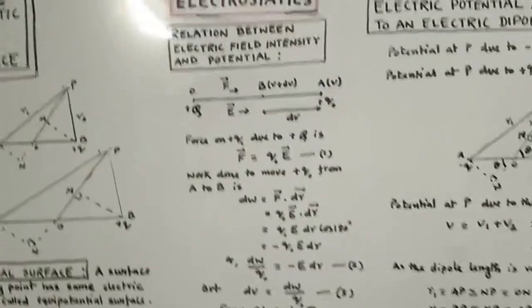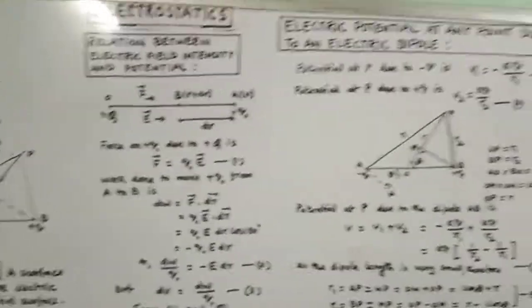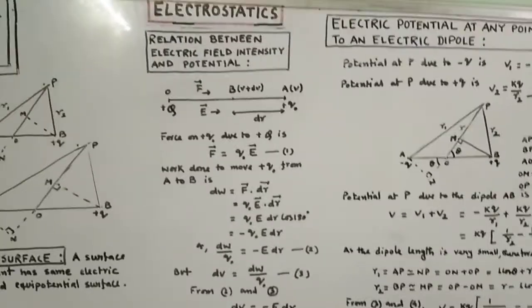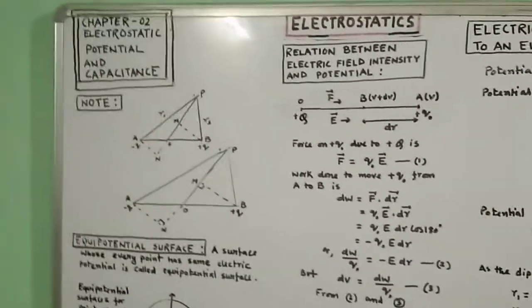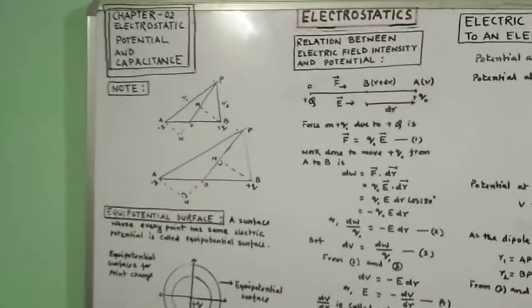So this is all about electric potential due to a dipole, and the relation between electric field intensity and potential. More we'll discuss next class.